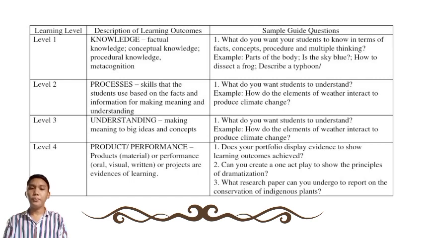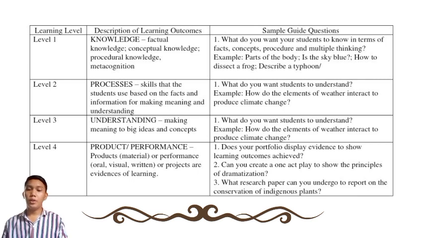So next is level 2, processes, skills that the student use based on the fact and information for making meaning and understanding. In sample guide question, what do you want students to understand? Example, how do the elements of weather interact to produce climate change? It is connected to the level 1 sample guide question. In sample guide question level 1, it asks, describe the typhoon. In this level 2, how the elements of weather interact to produce climate change. So the level of knowledge become higher and the question become much harder, or they explain what they learn or what they see.